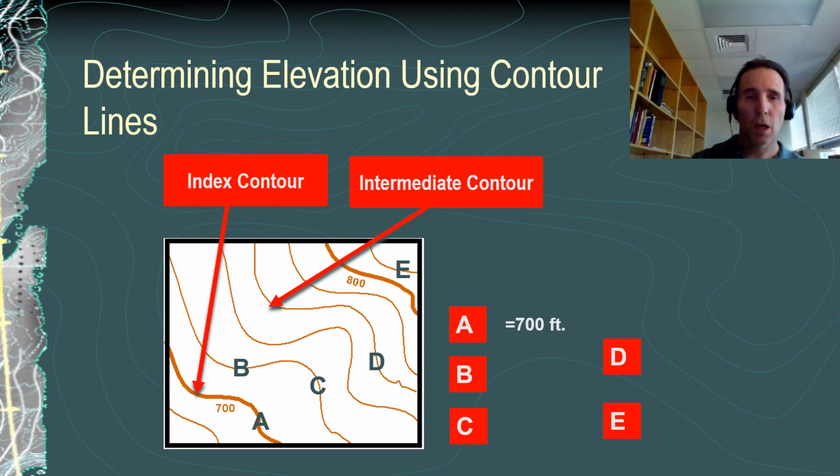Topographic maps are labeled with a contour interval. The contour interval is the difference in elevation from one contour to the next. You can use this value to calculate the elevation of an intermediate contour by counting from the nearest index contour. At any point along a contour line, the elevation is the same. So what would the elevation be for point B?